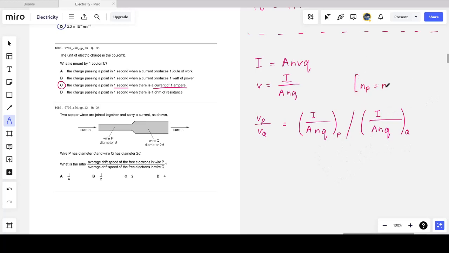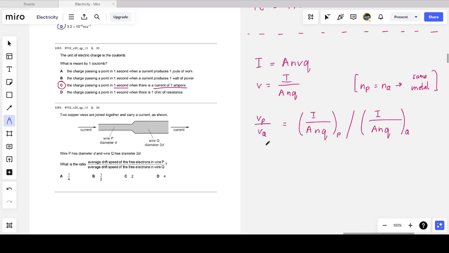NP is equal to NQ since we have the same metal. If I was changing metals, then the number density would change. So the number of charge carriers per unit volume will remain the same. We're removing the volume from that expression.